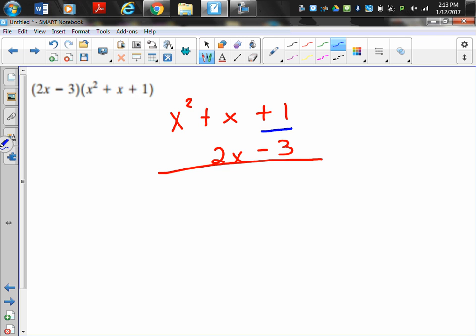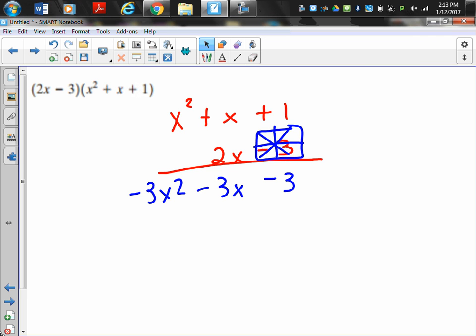All right, first thing I'm going to do, I'm going to take negative 3 times 1. This is a negative 3. Negative 3 times x. Negative 3x. Negative 3 times x squared. Negative 3x squared. All right, so I'm done with multiplying this one.